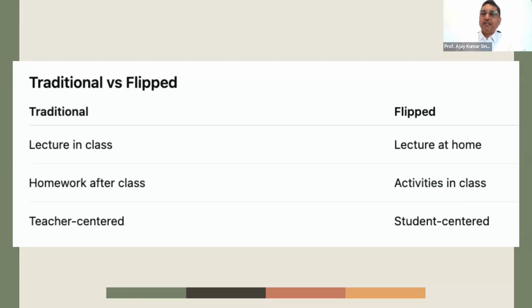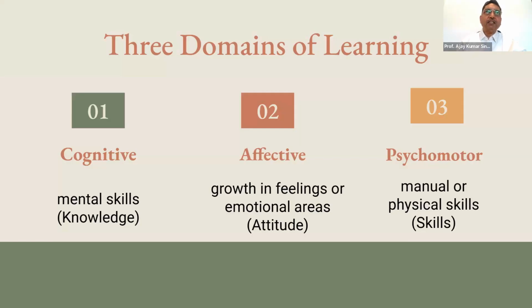If you remember, NEP 2020, National Education Policy 2020, talks about student-centered models. So this is something which is in line with NEP 2020, which is expected from every teacher, every stakeholder of the education system to follow. If we think about learning, there are three domains of learning.